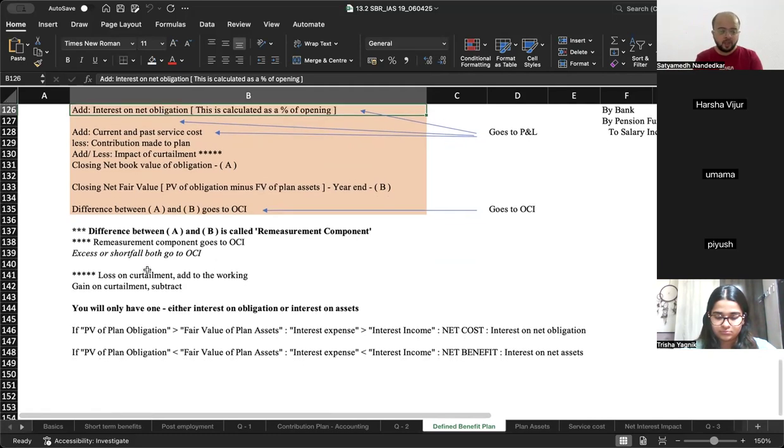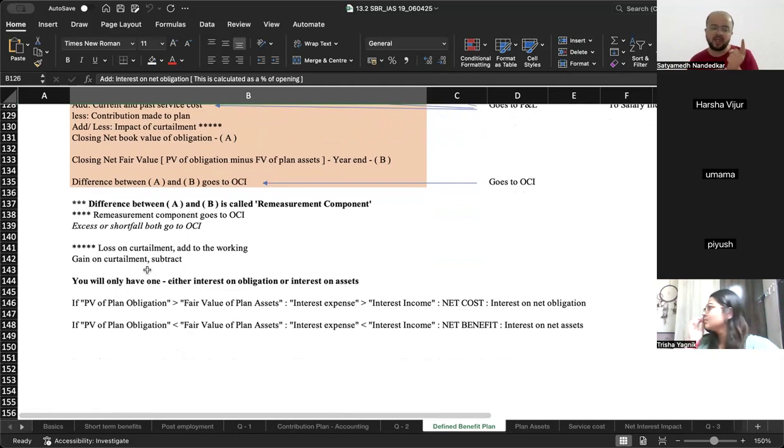Now, you could have only one. You will either have a net asset position or a net obligation position, not both at one time. So if the present value of plan obligation is greater than fair value of plan assets, then interest expense will be greater than interest income. It would be an interest on net obligation. It will be like an expense. If the present value of plan obligation is less than the fair value of plan assets, then expense is less than income. It would be a net benefit. It will be like an income in your P&L.